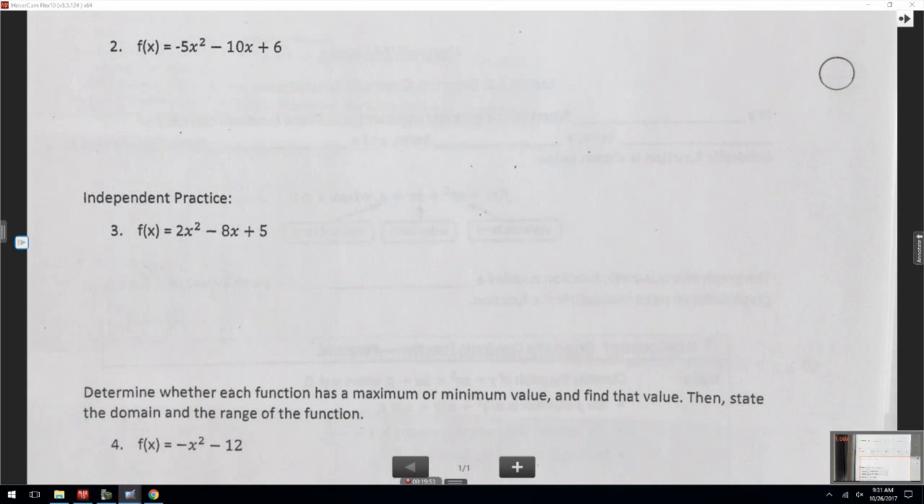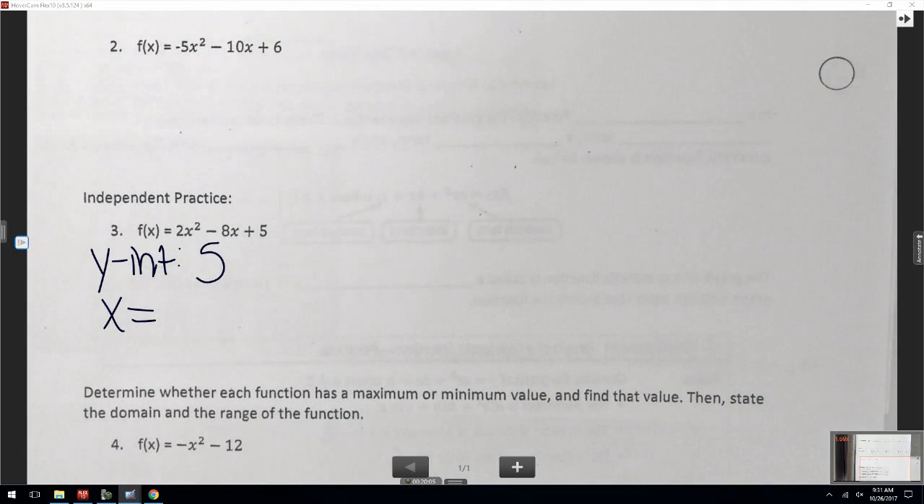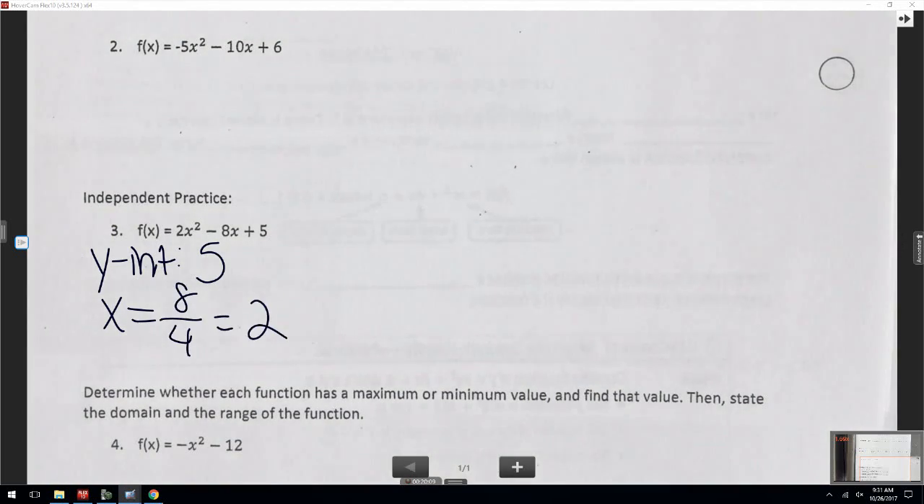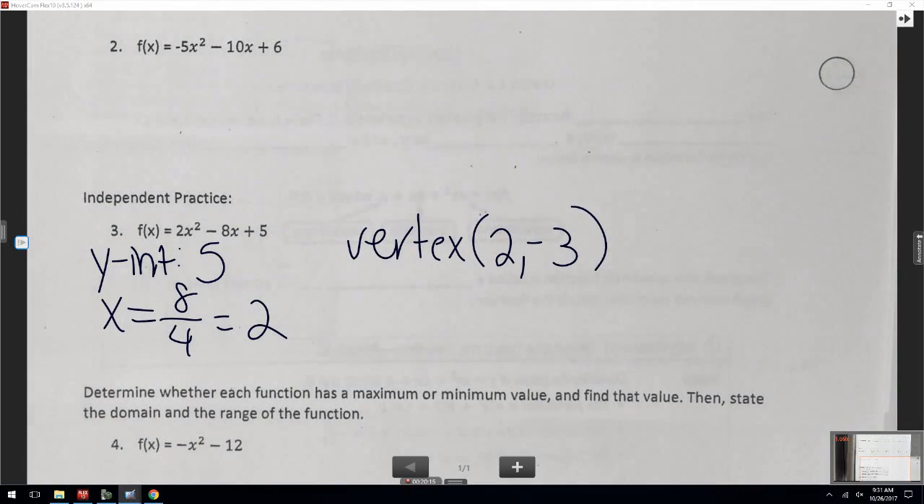Alright, what'd you get as your y-intercept? How much? 5. There you go. Y'all get 5 for your y-intercept? Okay, what about your axis of symmetry? What'd you get? 8 divided by 4? So 2. And what'd you get as your vertex? 2, negative 3. So now that sounds right then.